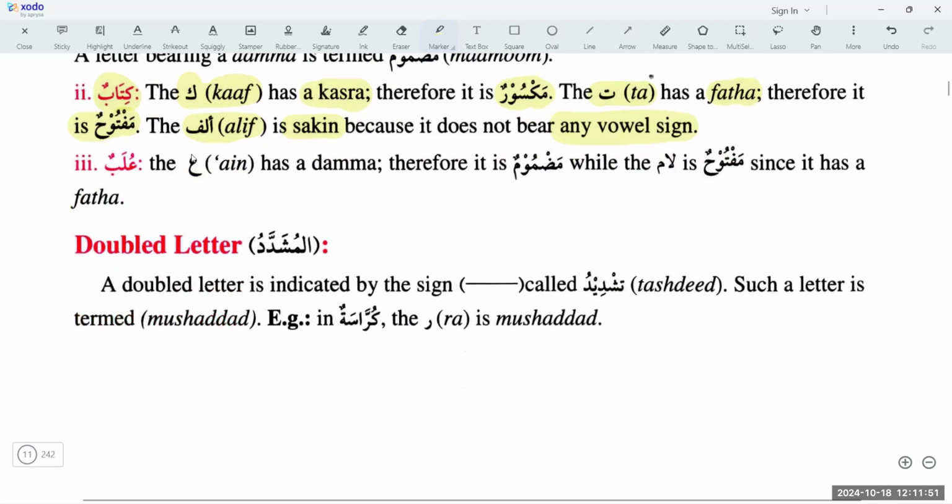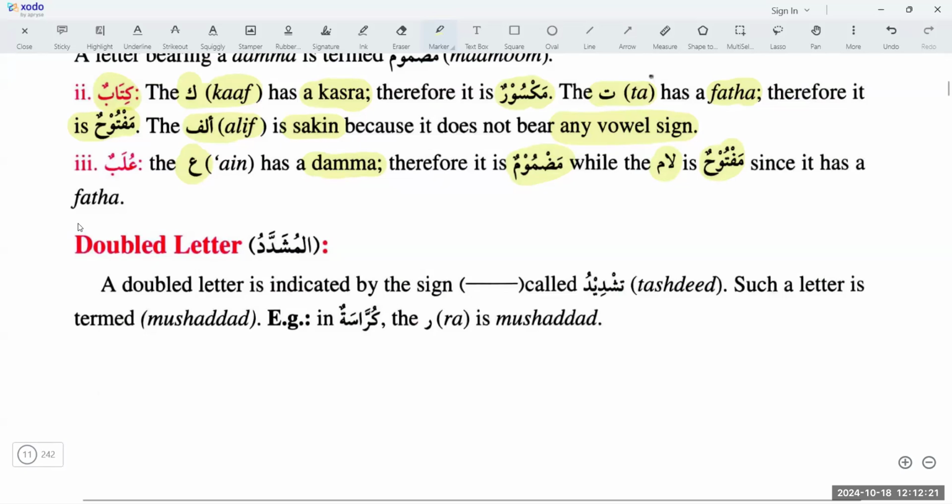Ain, the ain radical or ain letter, has a dhamma, so ain is madmumun. While the lam is maftuhun. There is a fatha on the lam, so lam is maftuhun since it has a fatha.